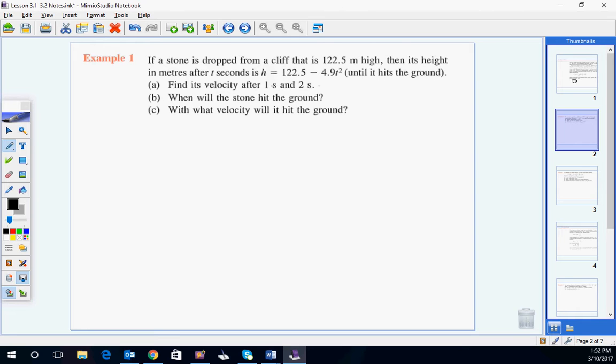So first off, find the velocity at 1 and 2. That's the same thing as taking the derivative and plugging in 1 and 2. If we want to find h prime, because the height in t is essentially our relationship for the velocity, so in this case ds over dt, s is height and t is still time. So we're going to use h prime for most of these questions. H prime is pretty straightforward. It's negative 9.8 t.